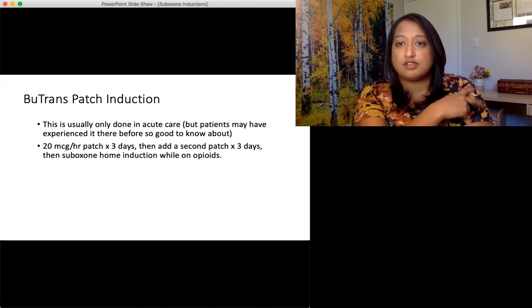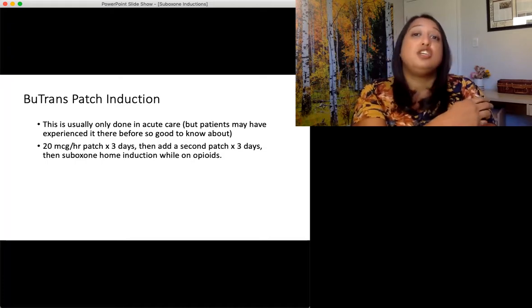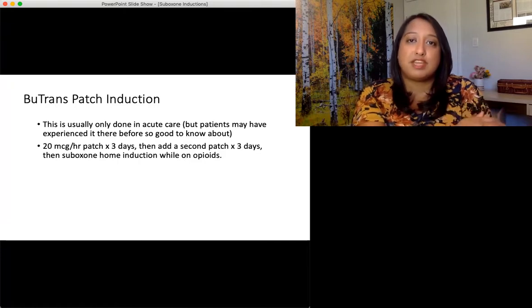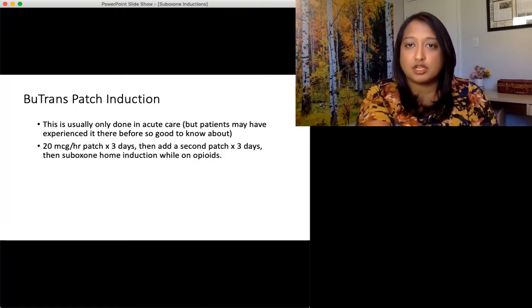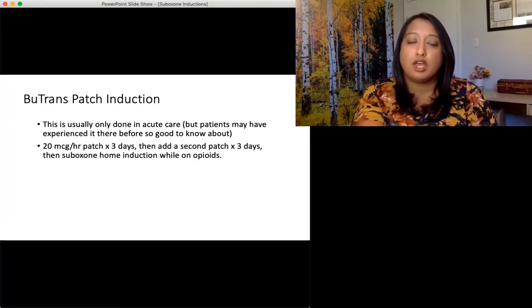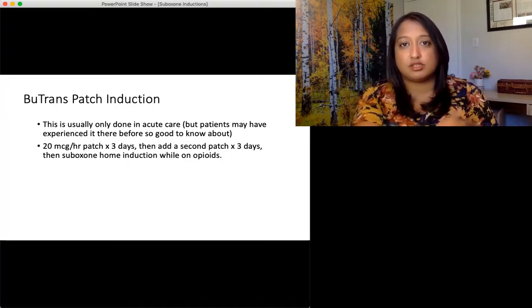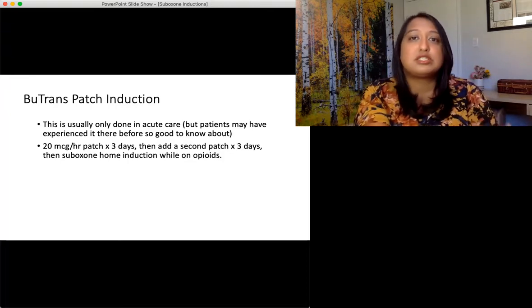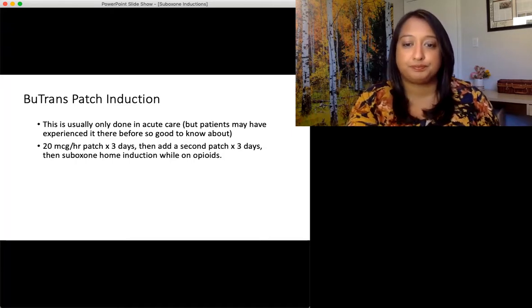Then after day 6 from the first one, so 3 days after you add the second one, you can treat the patient as though they are on 2 milligrams of Suboxone. From there, you can just increase their dose of Suboxone. The patch is another form of a microinduction. So they are on other forms of opioids all the way through, up until you start increasing the dose. That's just a way to get someone to the dose of 2 milligrams Suboxone.